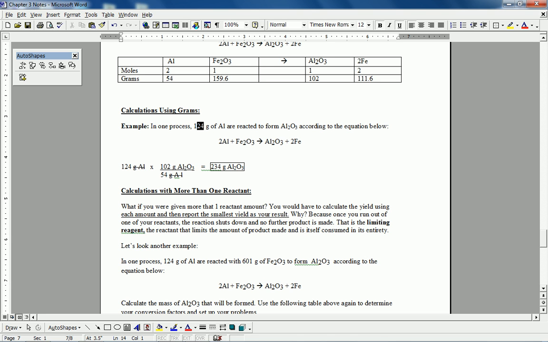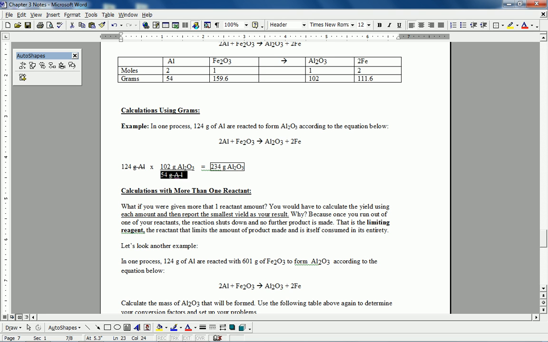Let's write our given just like we always do with a dimensional analysis, and that's 124 grams of aluminum. Then we'll look to see what our conversion factor is between aluminum and aluminum oxide. So we're looking for grams first and foremost, not moles, and we're looking for aluminum, which is 54, and aluminum oxide, which is 102. So there we go. Every 54 grams of aluminum is equivalent to 102 grams of aluminum oxide, whereby the grams of aluminum will be on the bottom to cancel this one out, and the 102 grams of the aluminum oxide will be on top.